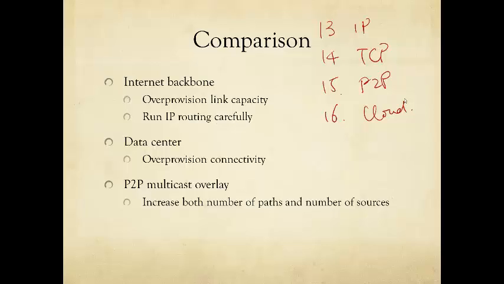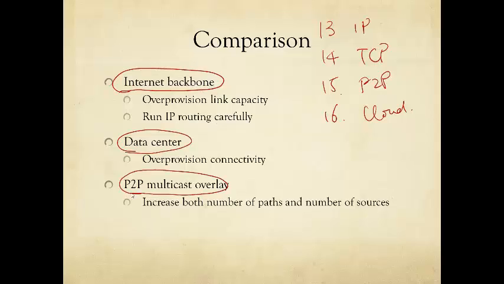Across these 4 lectures, we were talking about 3 different kinds of networks. One is the backbone of the Internet. One is the network within the data center, and that's today, and one is using peer-to-peer as an overlay network to enable multicast.